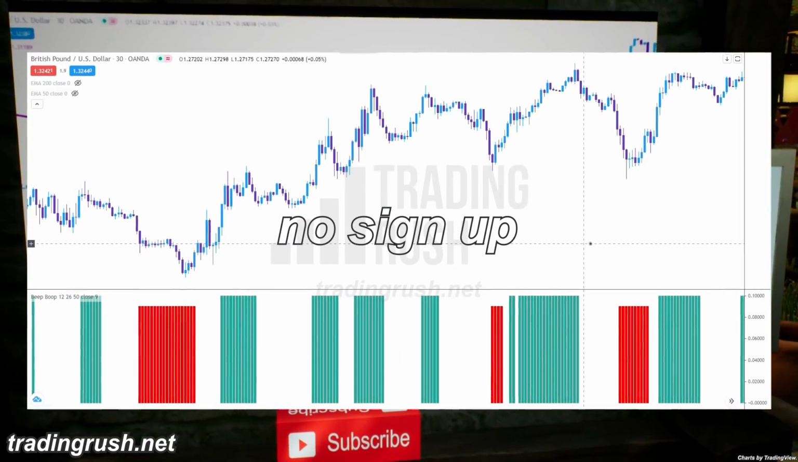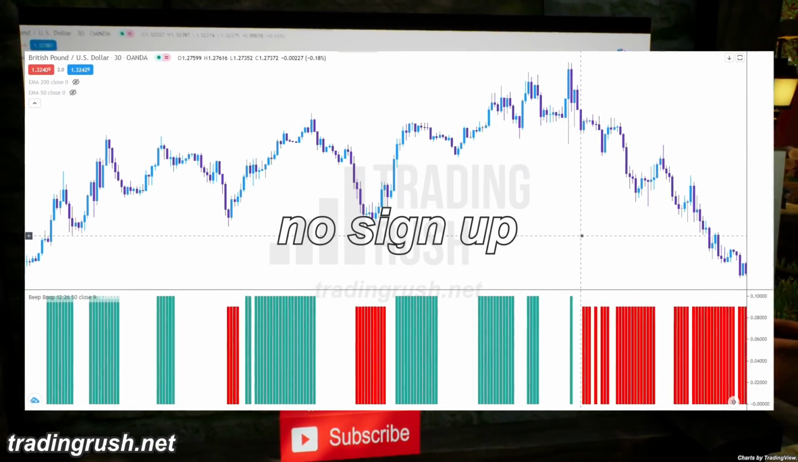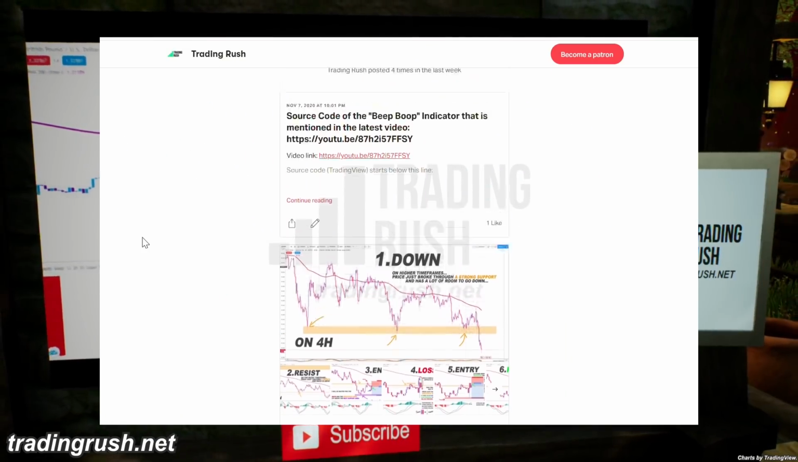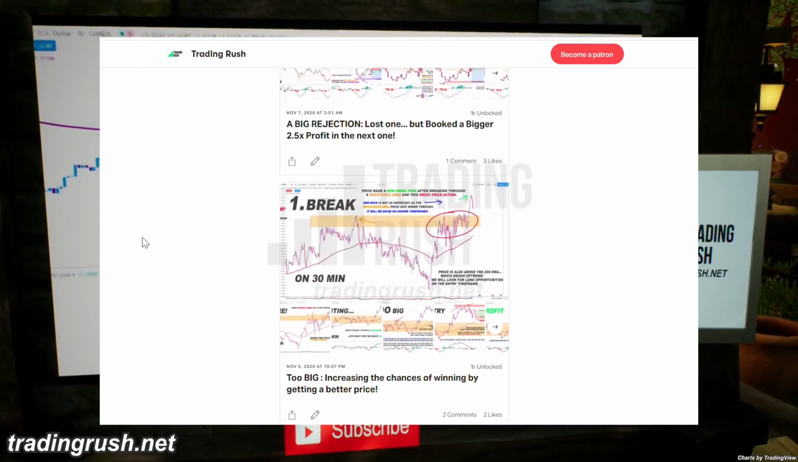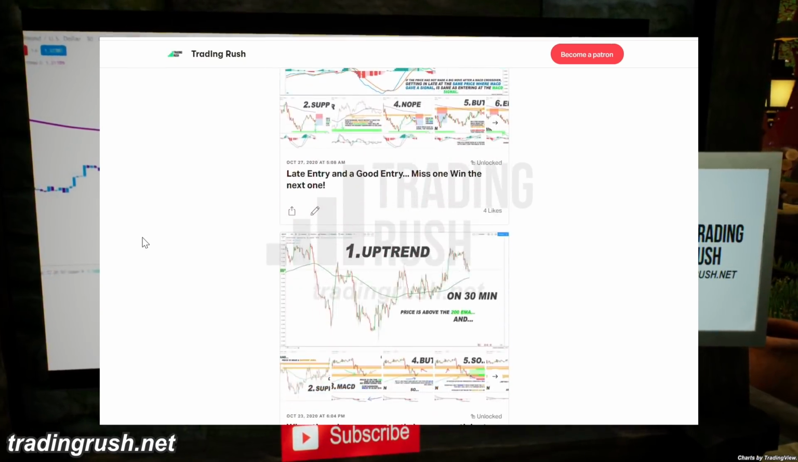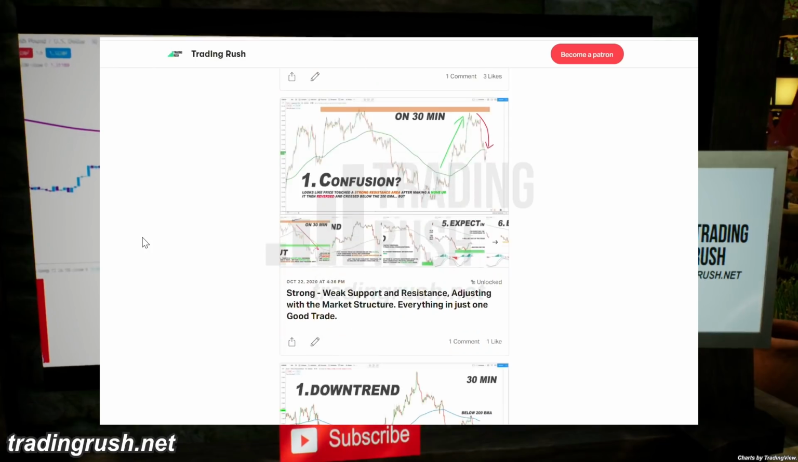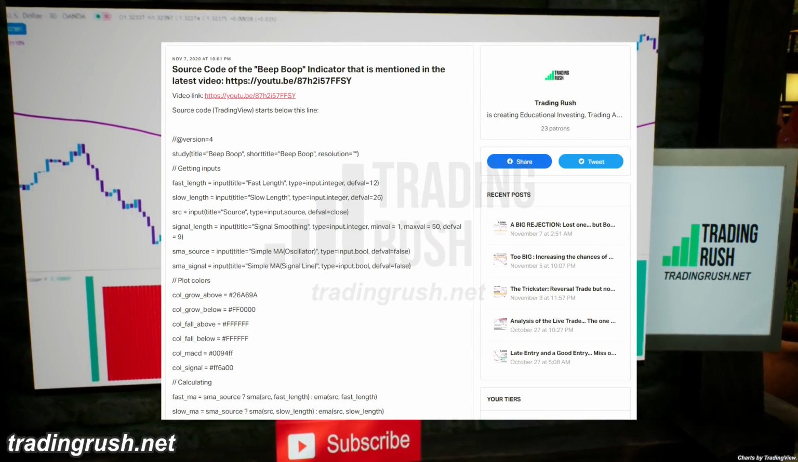Number 2, not everyone uses TradingView, so I will share the source of the Beep Boop indicator on the Patreon page or on the official Trading Rush website for free. This way people who use different trading platforms can read and understand how the indicator was written without signing up for TradingView. I have already shared the previous version of the Beep Boop indicator on Patreon for free.